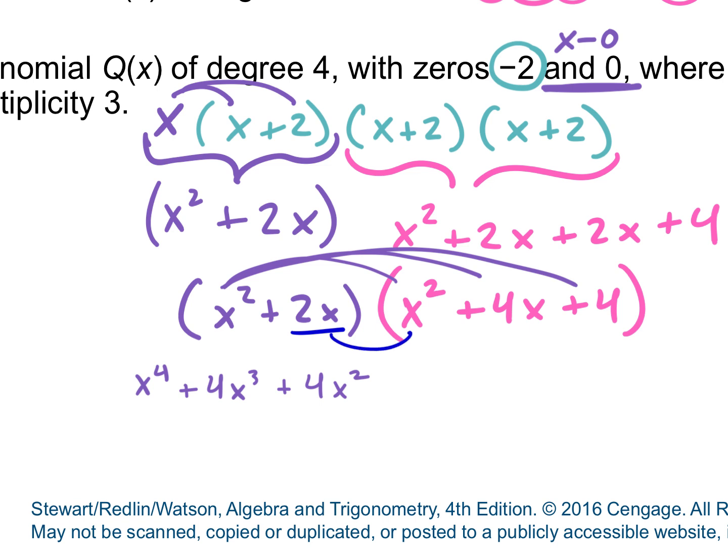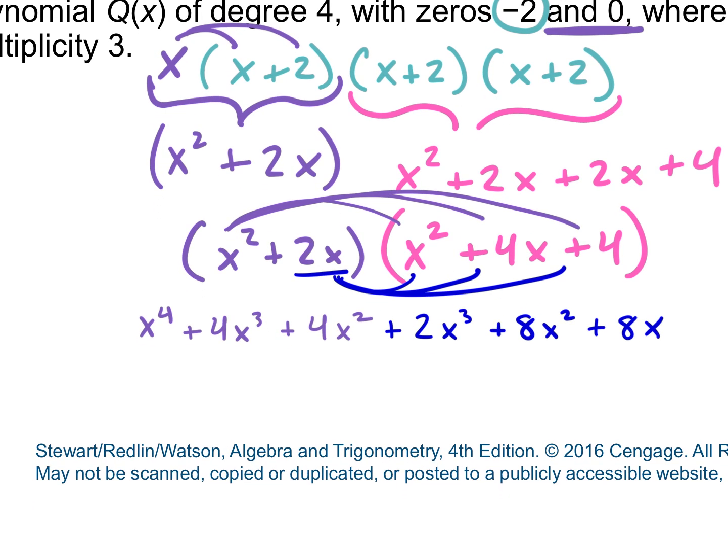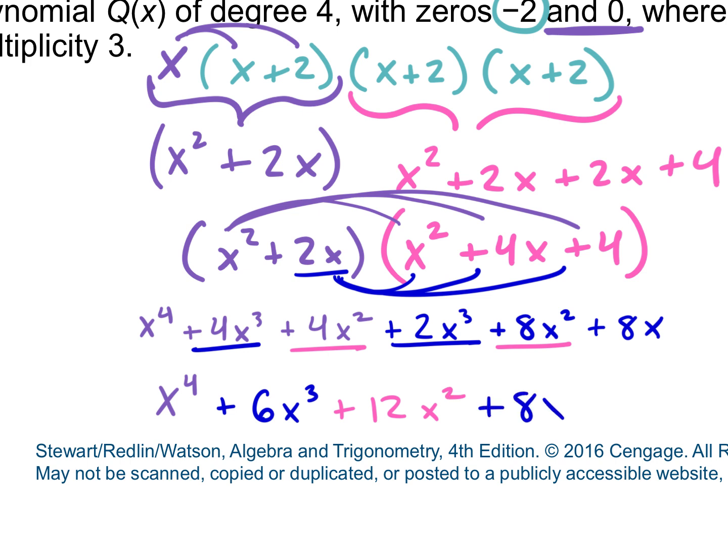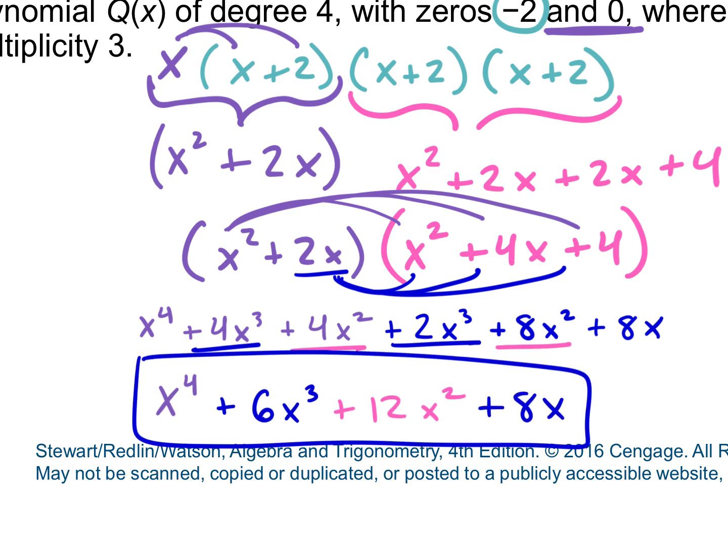What's 2x times x squared? 2x to the third. What's 2x times 4x? 8x squared. And 2x times 4? 8x. What should we do next? Combine our like terms. X to the fourth power. Then we have our x cubes. What would this be? 6x to the third. 4x squared plus 8x squared, 12x squared, and then plus 8x. Yes. So this would be our answer.